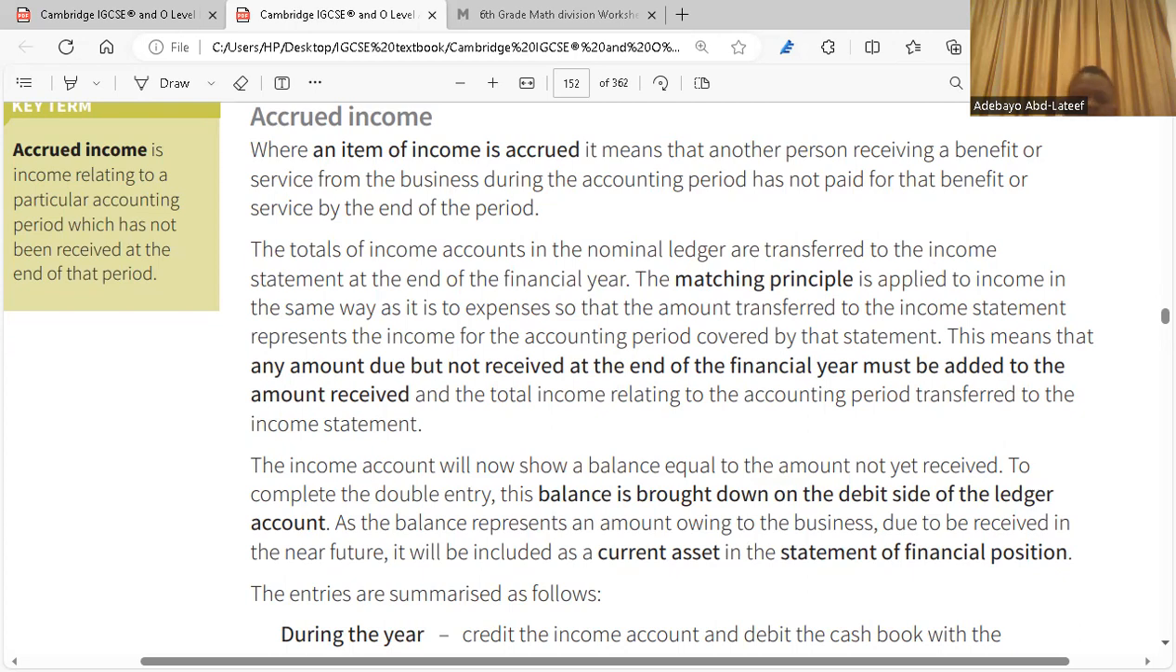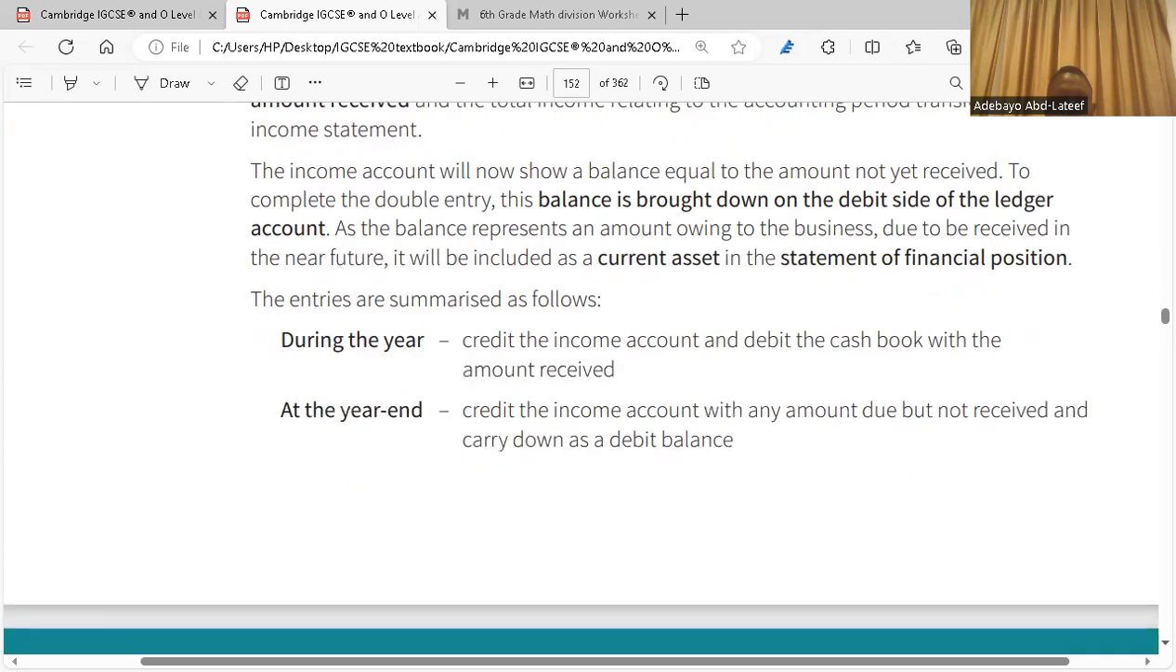Yes. So the income account will now show a balance equal to the amount not yet received. To complete the double entry, the balance is brought down on the debit side of the ledger account, as the balance represents an amount owing to the business, due to be received in the near future. It will be included in your current asset in the statement of financial position. I think it's clear now.